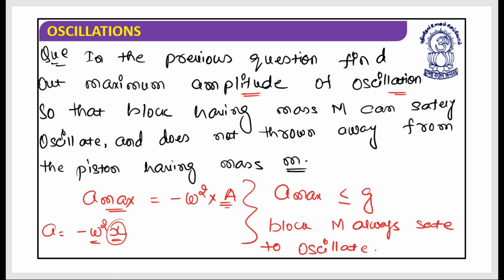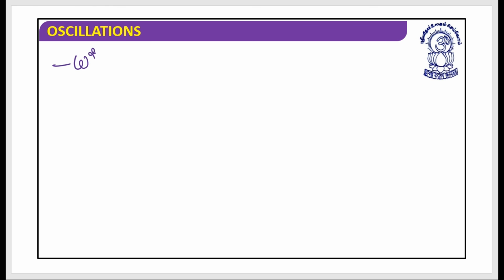I hope this is clear. So if maximum acceleration is less than or equal to g, then this block m would always be safe to oscillate. So in this situation, let's copy the value of a max. Minus of omega square a should be less than or equal to g. Yes, this minus represents only the direction, because the oscillation happens due to the restoring force only.